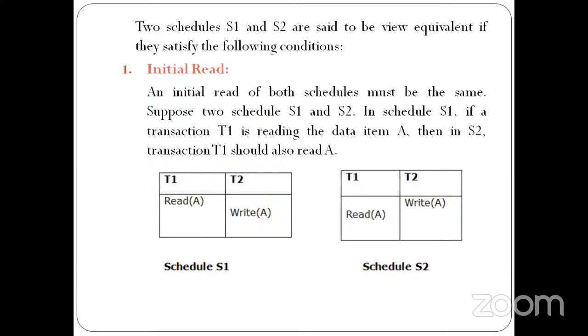That can be view equivalent if they satisfy the following conditions. Initially, an initial read of both schedules must be the same. Suppose two schedules S1 and S2 are there. In schedule S1, if the transaction T1 is reading the data item A, then in S2 the transaction also reads A.